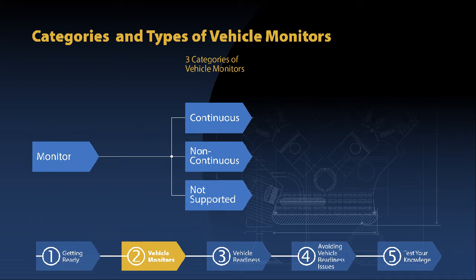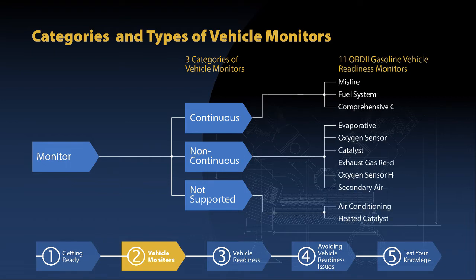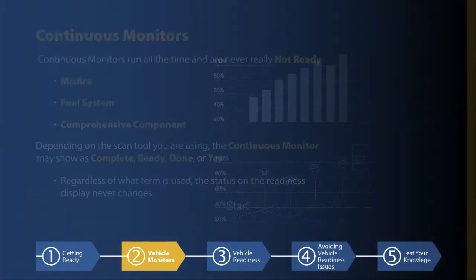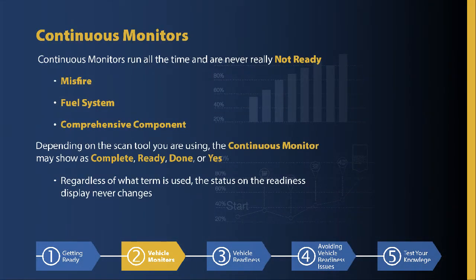The onboard diagnostic system monitors the emissions control system. Those self-tests are broken up into 11 groups, or monitors, for gasoline vehicles. As you can see, most monitors are considered either continuous or non-continuous. Continuous monitors are always running when the engine is running over 500 RPM. These monitors check all systems.